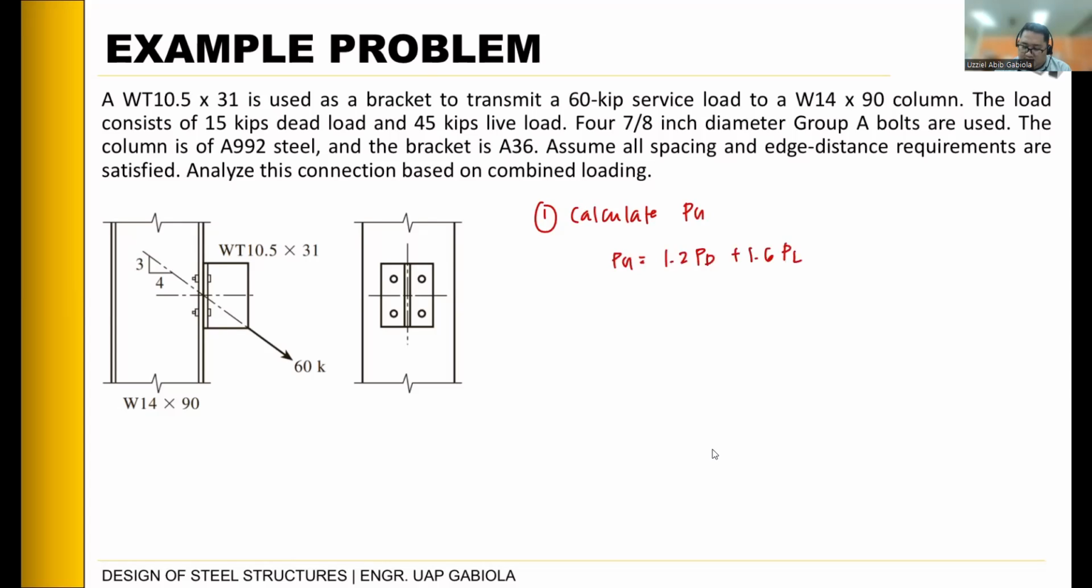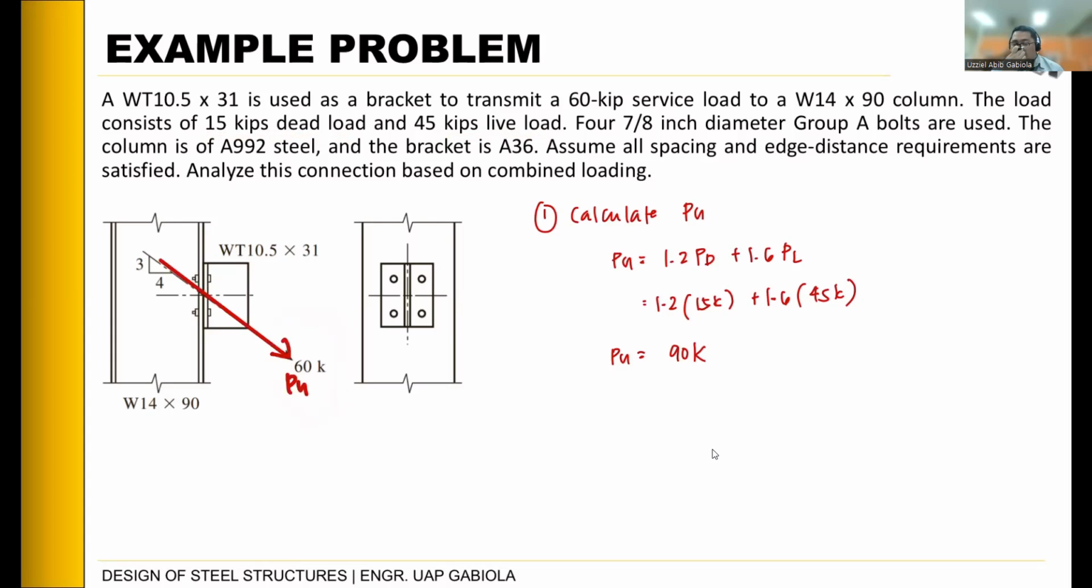load. So, substitute: 1.2 times 15 kips for dead load, then 1.6 times 45 kips for live load. Upon calculating, 1.2 times 15 plus 1.6 times 45, we have 90 kips. So, this is our ultimate load. This 60 is the total of the dead load and live load, right? So, this is also our PU. Let's put it here. Along that line, that is our PU.